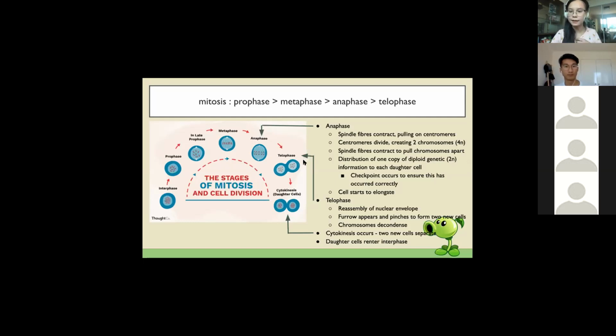In telophase, the nuclear envelope reappears. There's a furrow which starts to pinch the precursor cell into 2 cells, and cytokinesis will basically separate the one cell into 2 daughter cells, which will be identical to the first cell that we started with. And then these daughter cells are going to re-enter interphase. They are going back into gap 1 and then either into G0 or into S phase again. And then the cycle keeps going.